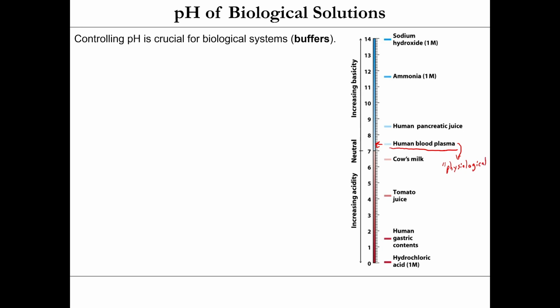You can see that there are other biological compounds that are not at pH 7. Including the human gastric contents, so what's in your stomach, that's going to be between pH 1 and 2. So there's going to be a very high concentration of protons in your stomach. Cow's milk is basically neutral, but slightly more acidic. Human pancreatic juice is somewhat neutral, but a bit more basic. So it's important to understand that different parts of your body can have different pHs depending on their function. But when we talk about physiological pH as a shorthand, we're talking about human blood plasma, and we're talking about it being at around pH 7.